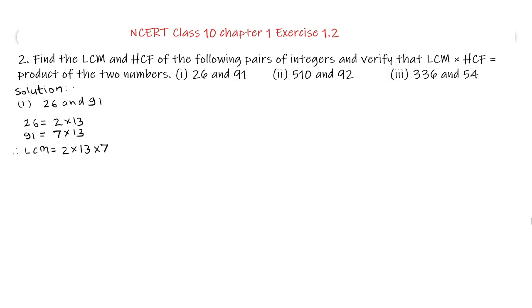So LCM equal to 2 multiplied by 13 multiplied by 7. So 13 times 7 is 91. 91 multiplied by 2 is 182. So LCM is 182. And now we have to find the HCF. HCF is the lowest power of all common factors. So the only common factor is 13. Hence the HCF of the given numbers is 13.